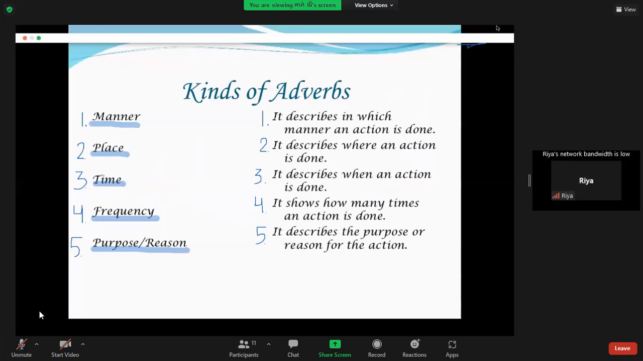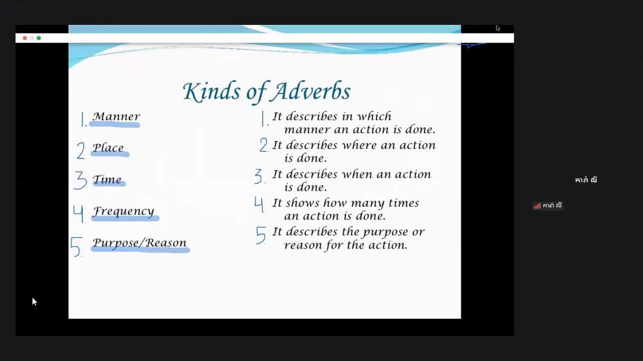Number 4, frequency. It shows how many times an action is done. Good. Thank you. And the last one, number 5. Number 5, purpose, reason. It describes the purpose or reason for the action. All right, excellent. Good job, everyone.